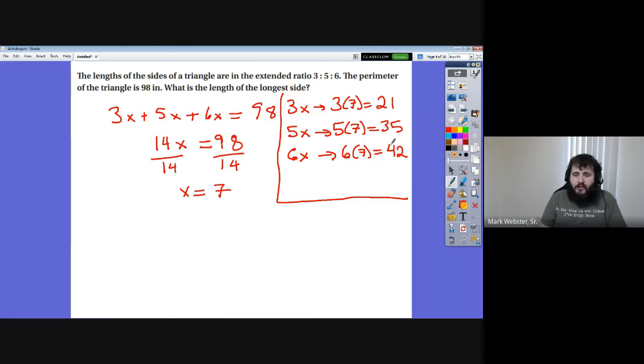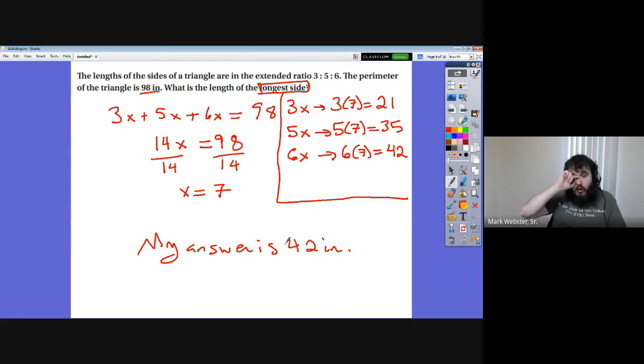So which one of these is my answer? It says longest side. So my answer is 42 inches. How do I know that it's inches? Well, they tell us. The perimeter of the triangle is 98 inches. So if we're working in the same units, if this is 42, that had better be 42 inches.